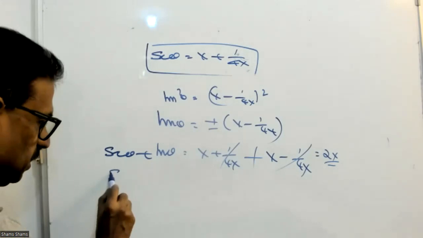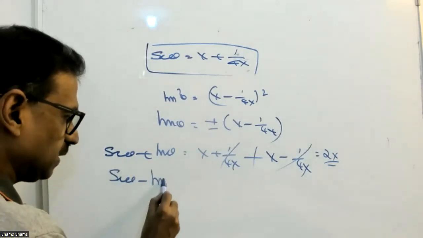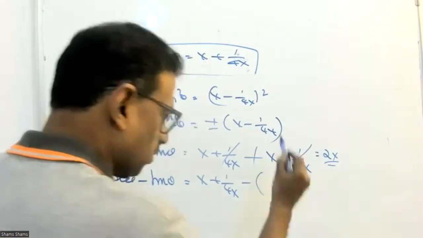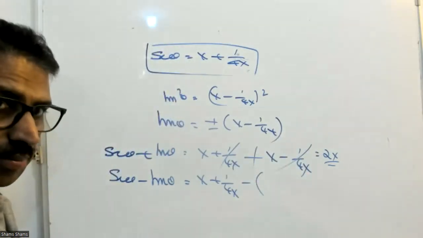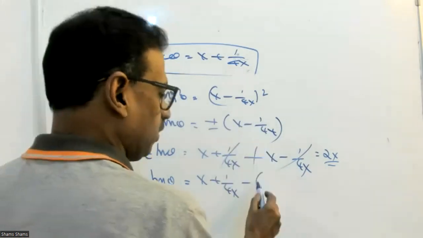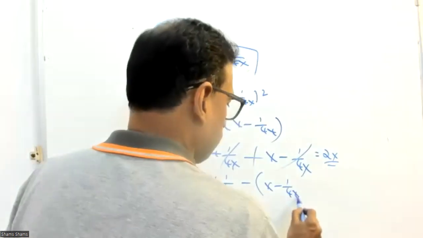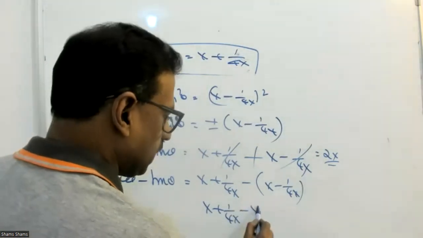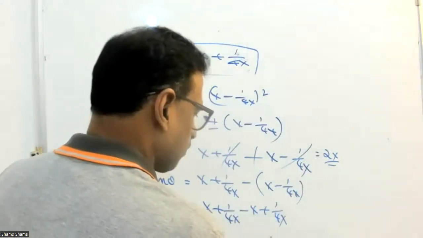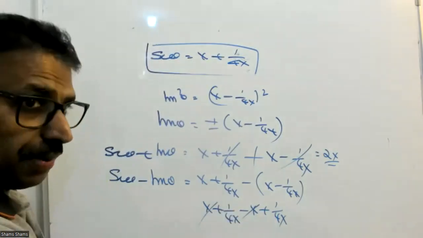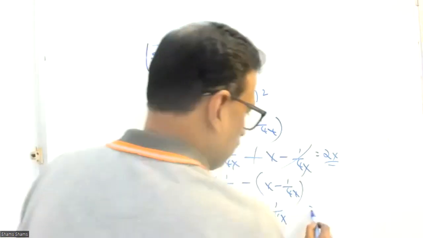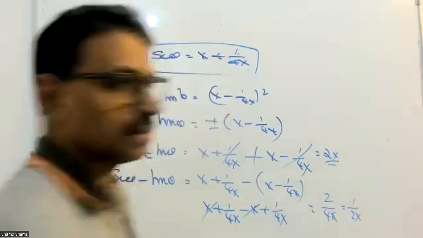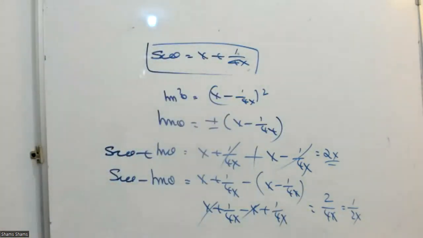Next, sec theta minus tan theta equals x plus 1/4x minus, I take the negative value, (x minus 1/4x), which is x plus 1/4x minus x plus 1/4x. The x cancels, and 1/4x plus 1/4x is 2/4x, that is 1/2x. Clear now?